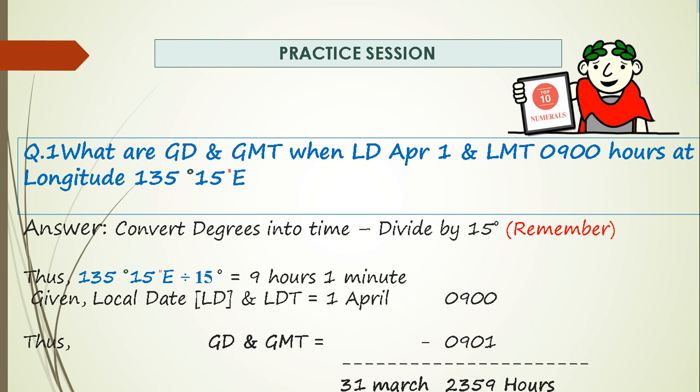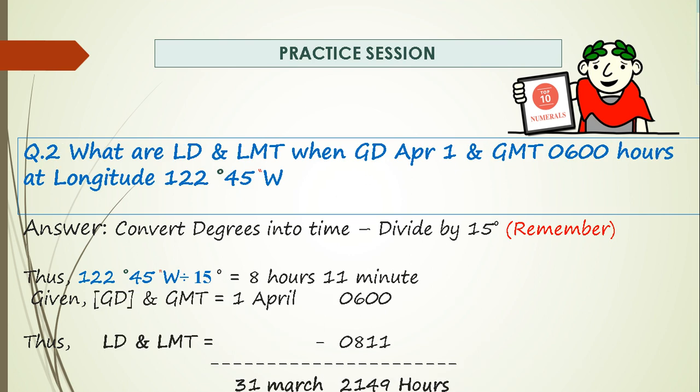Local date you write as 1st April, time is 0900. Simply for GD and GMT, subtract the conversion, 0901. So 0900 minus 0901 comes out to be 2359, and as 0901 is greater than 0900, you have to go into the previous date. You have to change the date also. So it will be 31st March and 2359 hours.